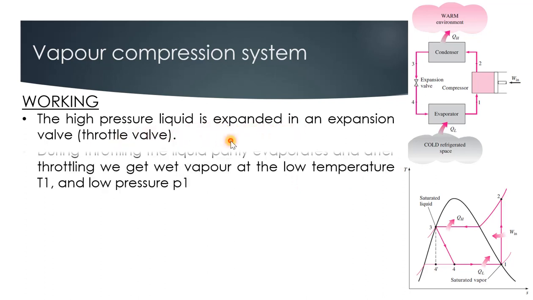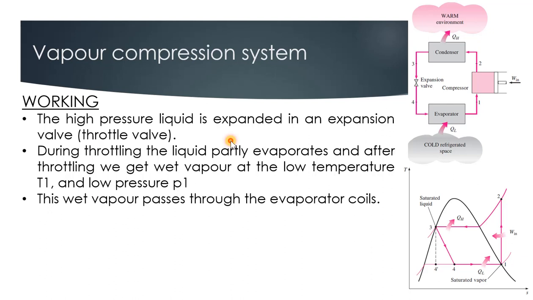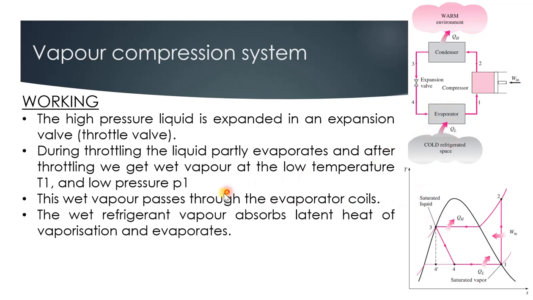Okay, and after that, what happened? The wet vapor passes through the evaporator coils. Okay, so evaporator coil like ഇത് pass ചെയ്തു. Okay, and in that the wet vapor absorbed latent heat of vaporization and evaporates. So from this evaporator, this ഈ vapor absorbs the latent heat and that it get evaporated.